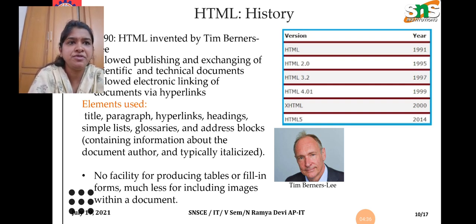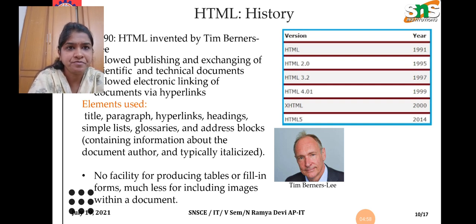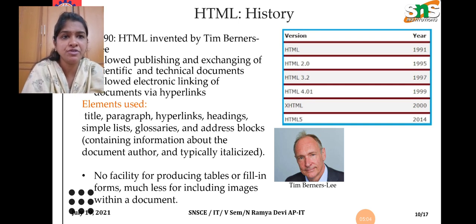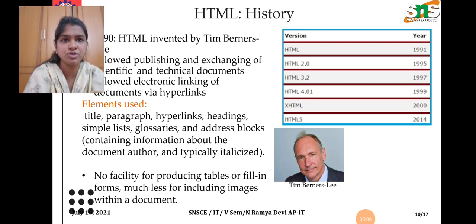The first version of HTML was developed in 1991, then 2.0 in 1995, 3.2 in 1997, 4.01 in 1999, and XHTML was developed in 2000, and HTML5, which is the latest version, was developed in 2014. Whenever the versions increased, the facilities or features of HTML also increased.